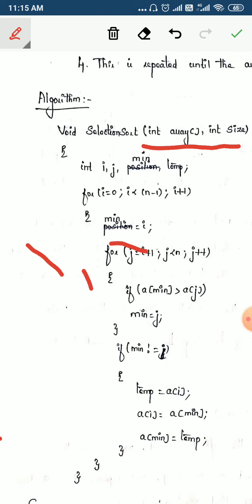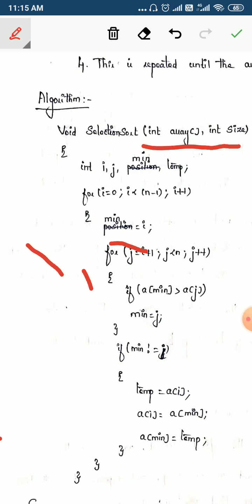Our ith position value we consider as the minimum value, so from the next position onwards we are going to check. I am considering my j value from i plus 1, with j less than n and j plus plus, right? Then we check whether a of min, the element pointed by the min index, is greater than a of j. If so, we are going to modify the min index to the j index.